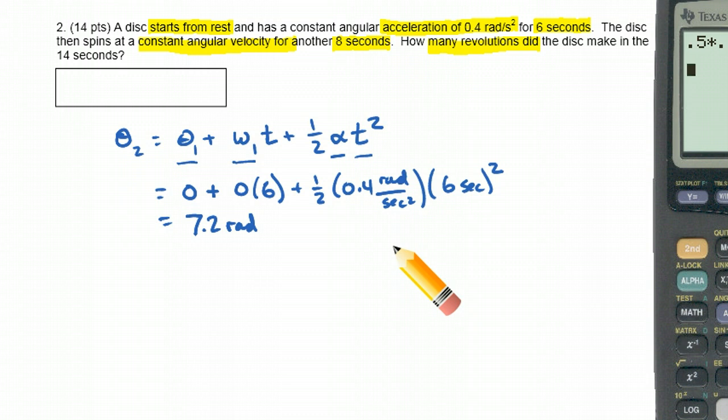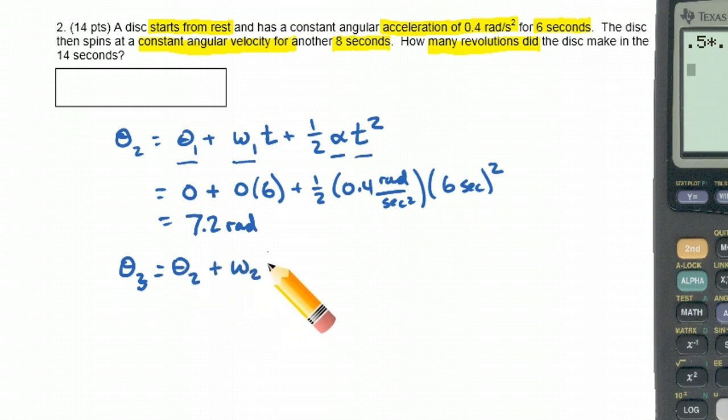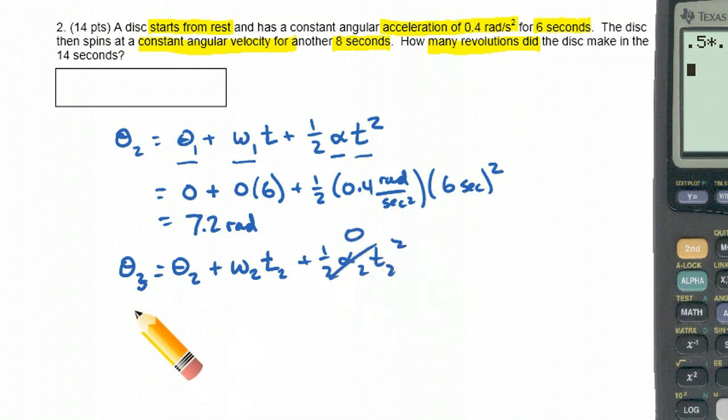For constant angular velocity, we have theta 2, let's call it theta 3, equals theta 2 plus omega 2 t. We'll call that t2 because we're working with a different time period now. And we have no acceleration, so the 1/2 alpha t squared from our previous equation drops out. So our final angular displacement is going to be our 7.2 radians. Okay, we don't know omega 2 yet.